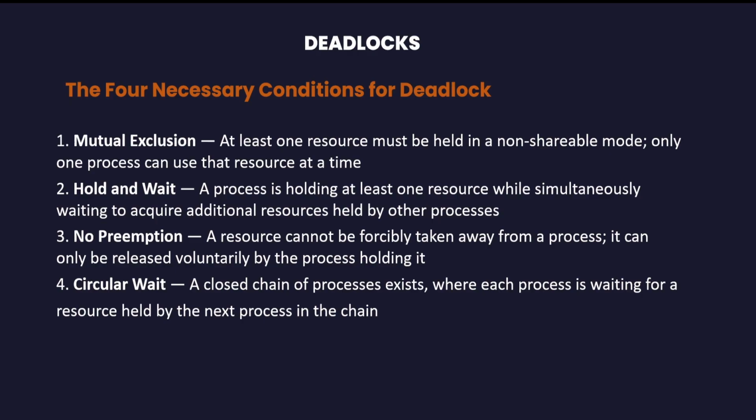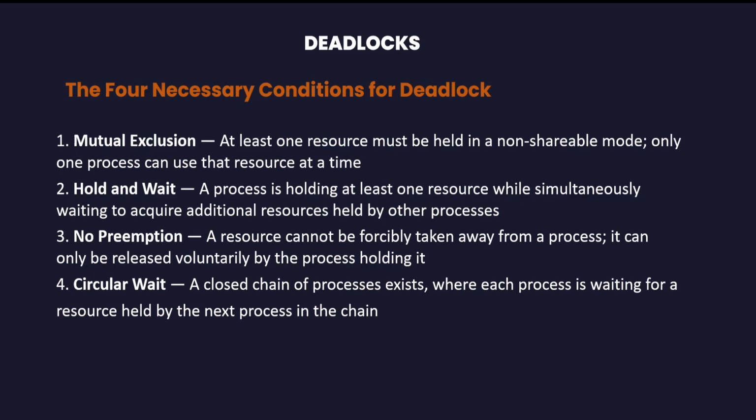Third is no preemption. A resource cannot be forcibly taken away from a process. It can only be released voluntarily by the process holding it. So that means operating system cannot intervene to give the resource to other process. So this condition is no preemption.